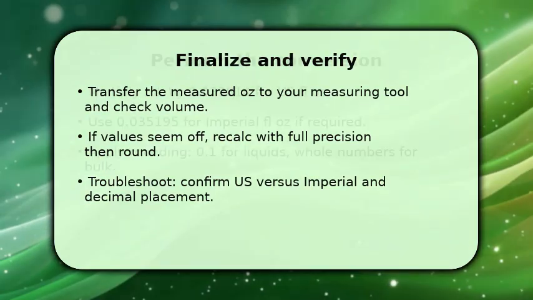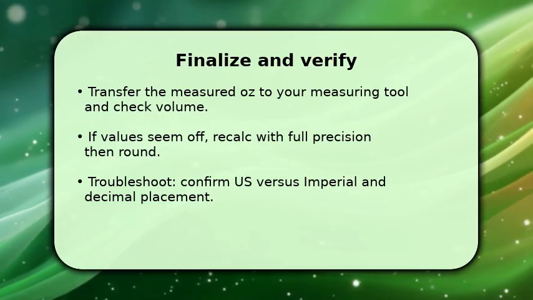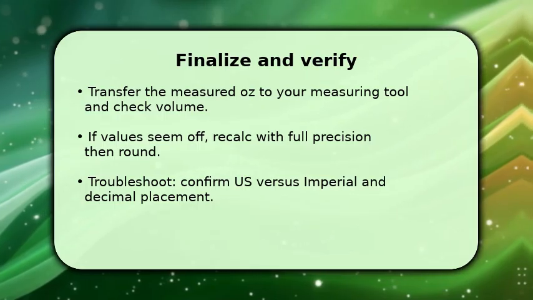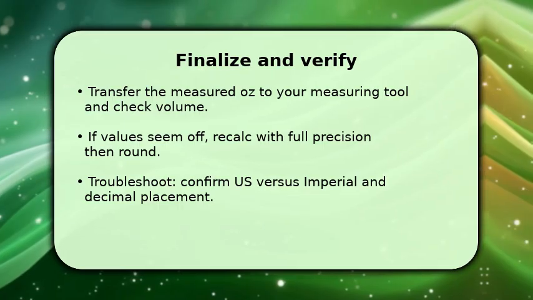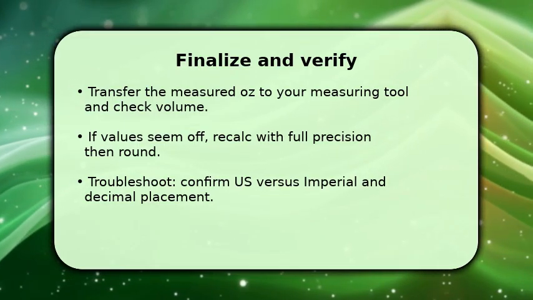You finish by applying the converted value to your measuring cup or scale. Pour slowly to the mark indicated and verify visually. For critical recipes, recalc using the unrounded number to confirm. If quantities feel incorrect, double-check you used the right conversion factor and that decimals weren't misplaced.